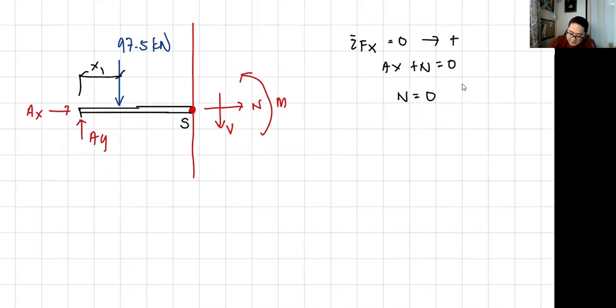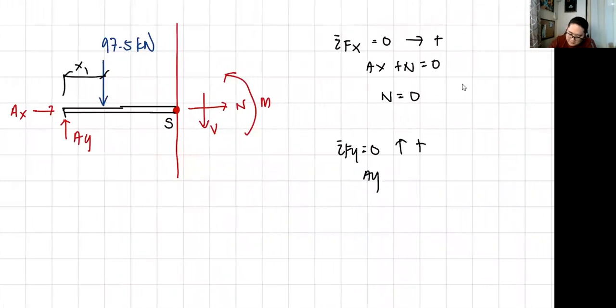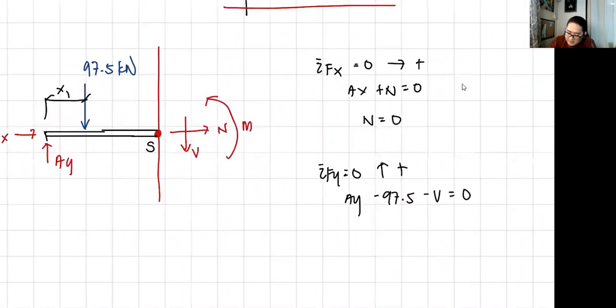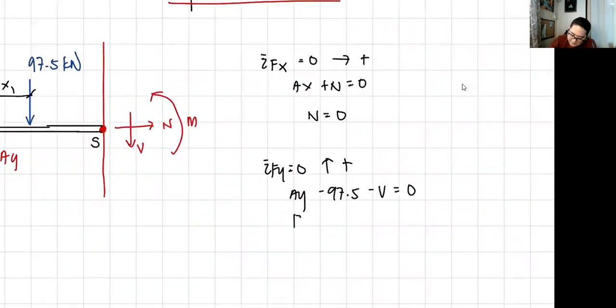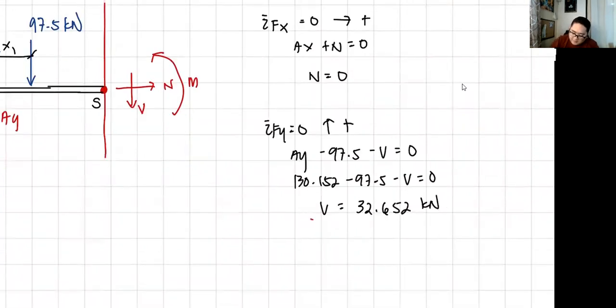Doon sa new LMS. We have summation of Fy is equals to 0, taking upward as positive. So we have AY minus 97.5 minus V is equals to 0. So ang AY natin again is 130.152 minus 97.5 minus V is equals to 0. So transpose natin yung V, combine natin yung 130.152 with 97.5. We have 32.652 kilonewtons our shear. Okay?